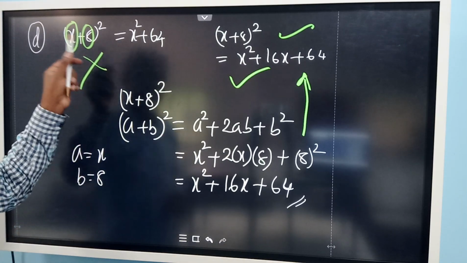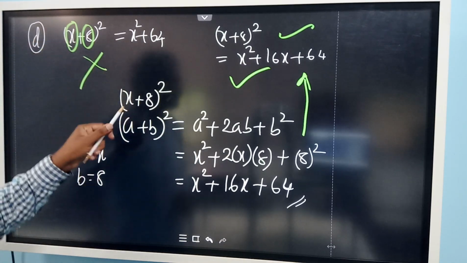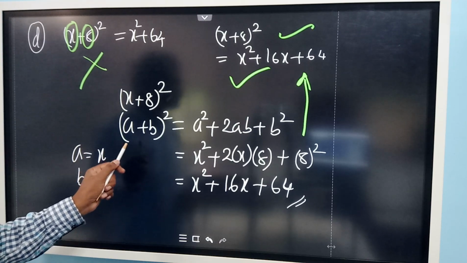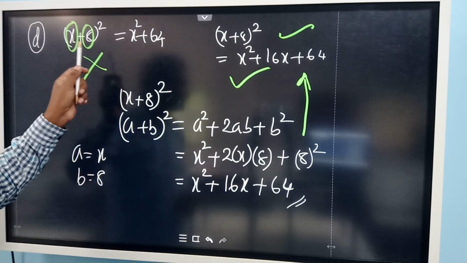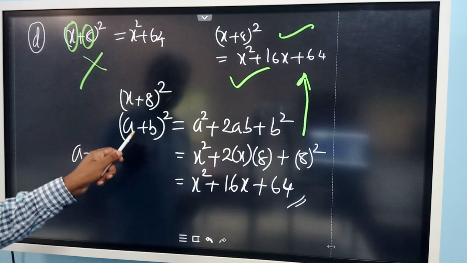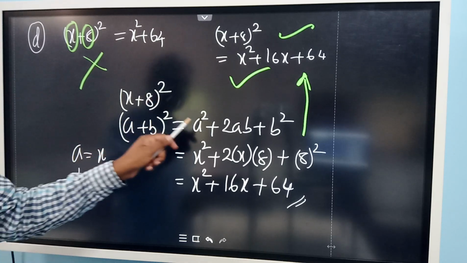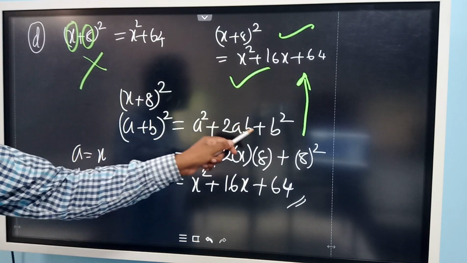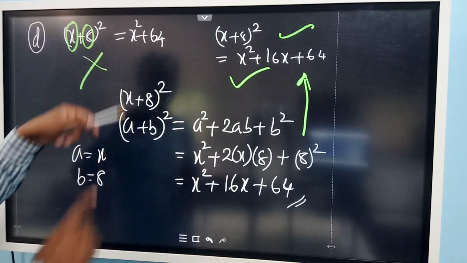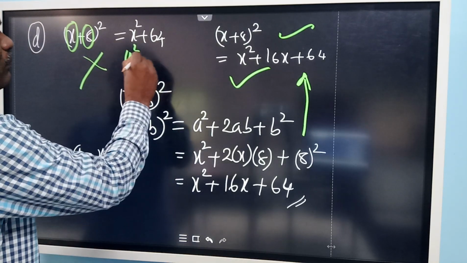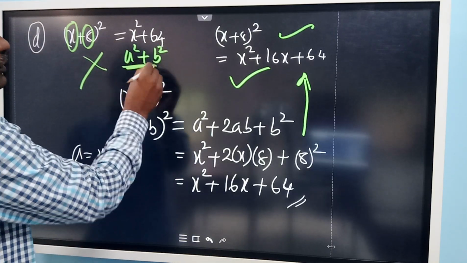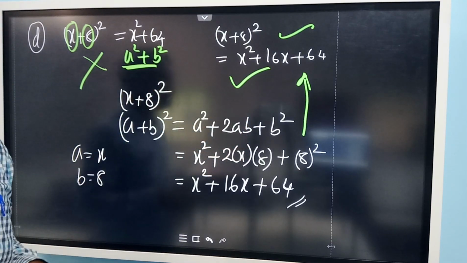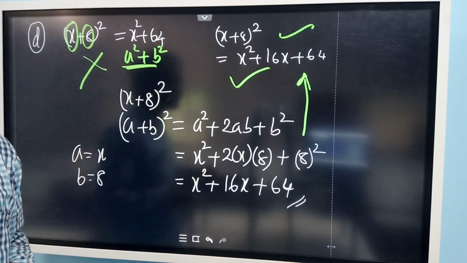Squaring of x plus 8 can be done using the identity (a plus b) whole square. Squaring of x plus 8 whole square, it is in the form of (a plus b) whole square. It is a square plus 2ab plus b square, not a square plus b square. This is only a square plus b square only. 2ab is missing here. In the first one, 2ab is missing.